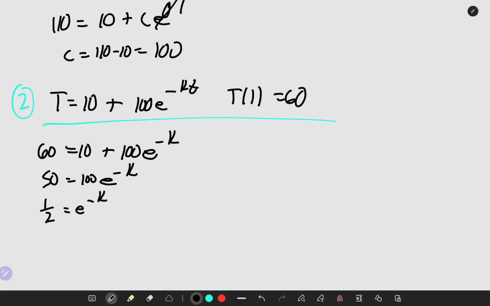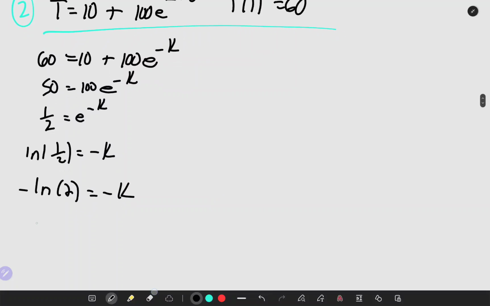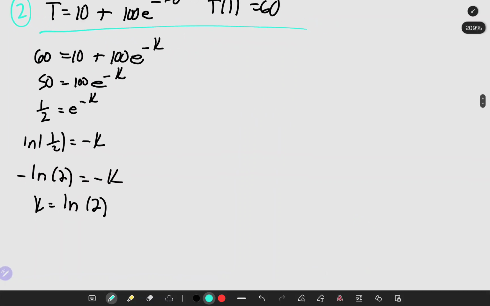We want to get rid of the e now, so we have to take the natural log of both sides. Now that we did that, the natural log of 1/2 can simplify to negative ln of 2, which is equal to negative k. Negatives cancel. k is equal to the natural log of 2. So now we plug this back in and we get equation 3.